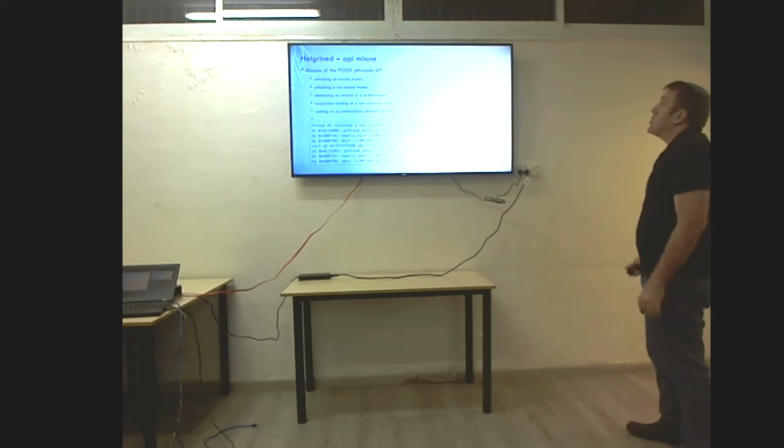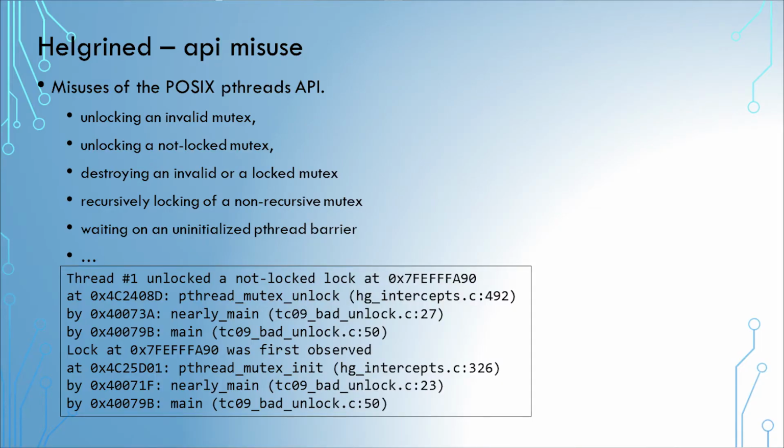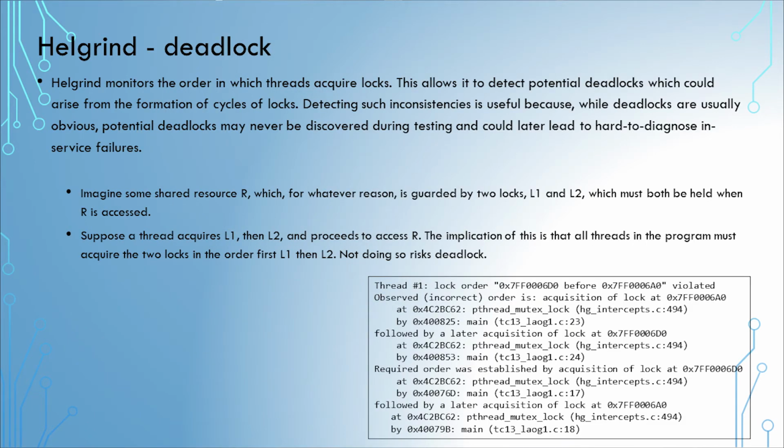API misuse. If you're trying to unlock an invalid mutex, or unlock a non-locked one, or there's a whole list, it will just tell you about it, which is undefined behavior as well. Deadlock. This actually has a definition of deadlock. When you have a resource that has two locks, then all threads must acquire the locks in the same order. If one thread acquires lock A and lock B, and the other thread acquires them in the opposite order, lock B and then lock A, there might be a deadlock at that point.